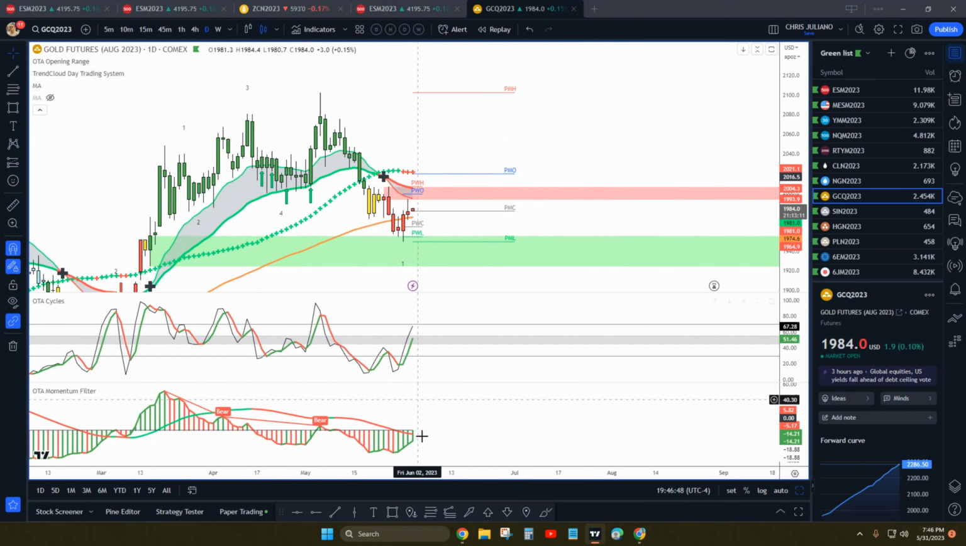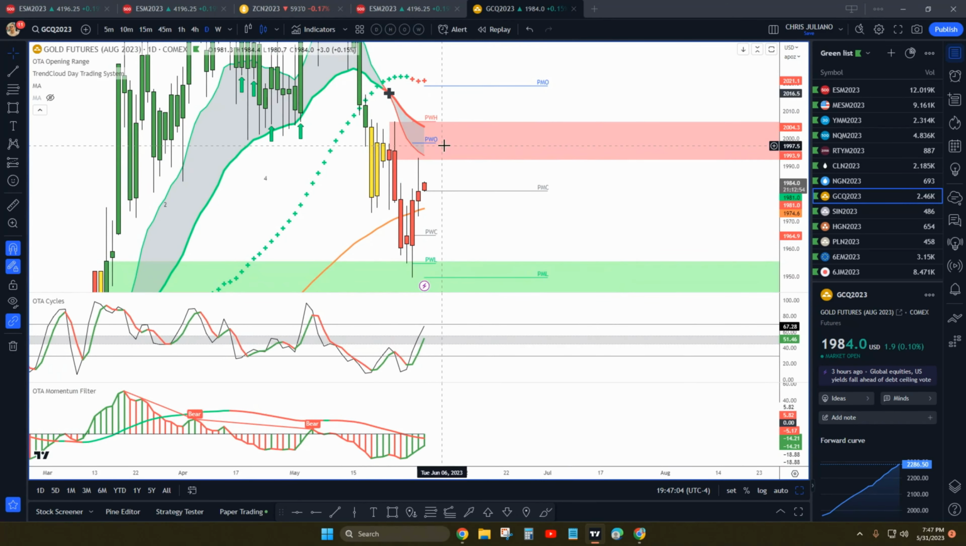Candles are red. Now we do have upward momentum. So this is cycling back up to this zone, right? And look where it is. It's right in the cloud. It's in the cloud. Previous week's low.